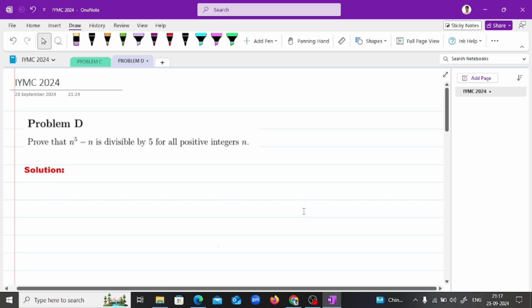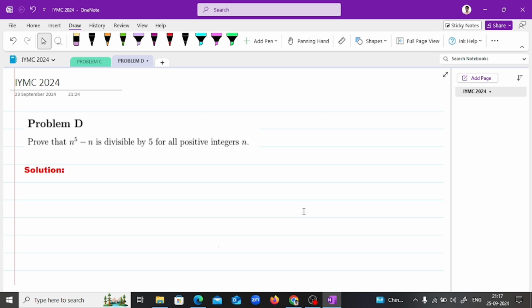So problem D is what? Prove that n raised to 5 minus n is divisible by 5 for all positive integer n. So this type of problem is a perfect example of how powerful a mathematical technique like induction can be applied to solve a problem step by step. So let's get into the detail.